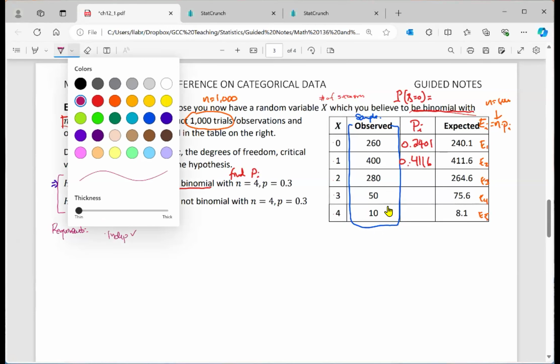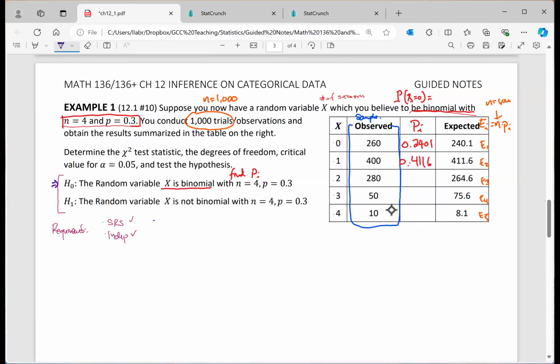Let's emphasize those. Let's make them purple. The two special ones are going to be the expected counts. So condition 1 is that all of the expected counts have to be greater than 5.